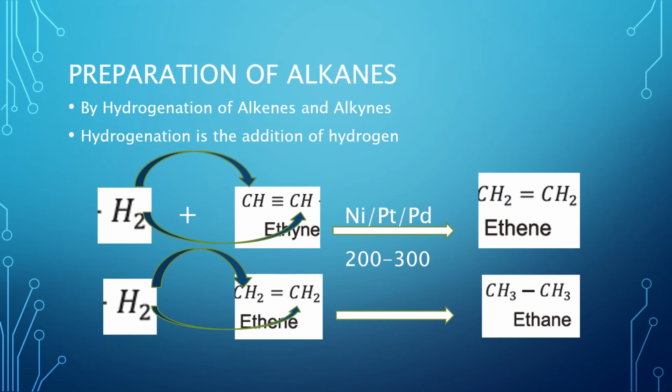Each carbon in ethane contains 3 hydrogen atoms, but in ethene each carbon has 2 hydrogen atoms. So hydrogen atoms are added to each carbon through the process of hydrogenation, and this hydrogenation takes place in the presence of nickel, platinum or palladium catalyst at a high temperature, that is 200 to 300 degrees centigrade.